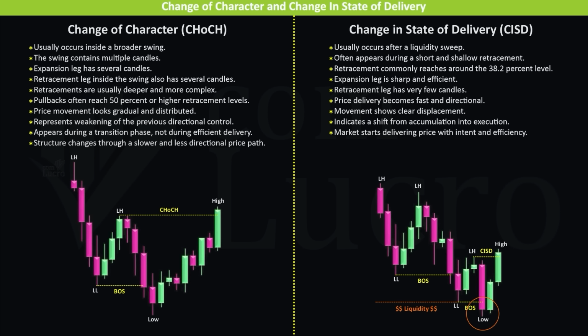In practical terms, CISD often appears before full structural confirmation. It provides an early indication that a reversal may be unfolding, especially when it occurs immediately after liquidity has been cleared from one side of the market. When combined with concepts such as liquidity sweeps and fair value gaps, CISD improves trade quality by aligning entries with momentum and institutional price delivery.